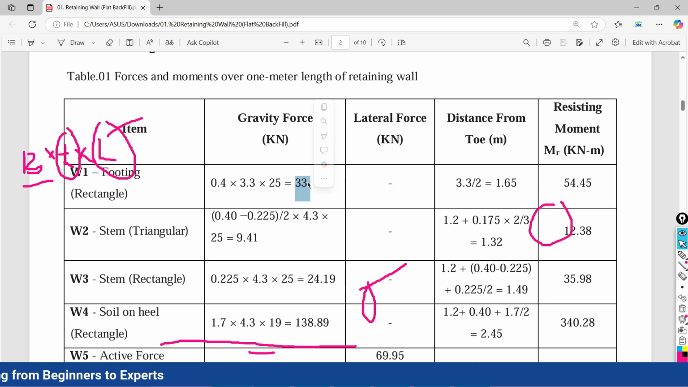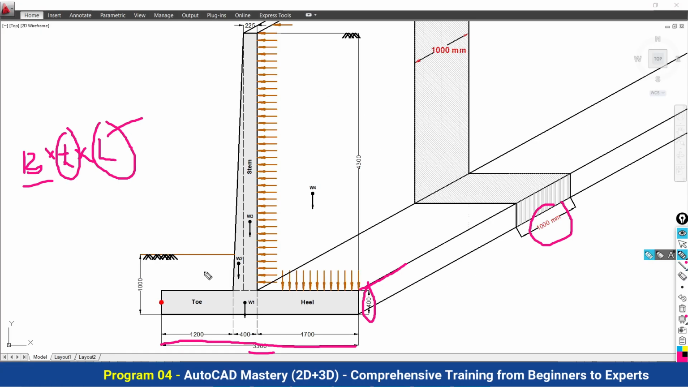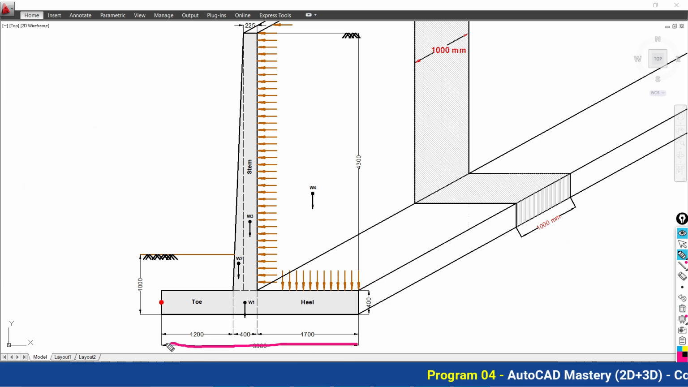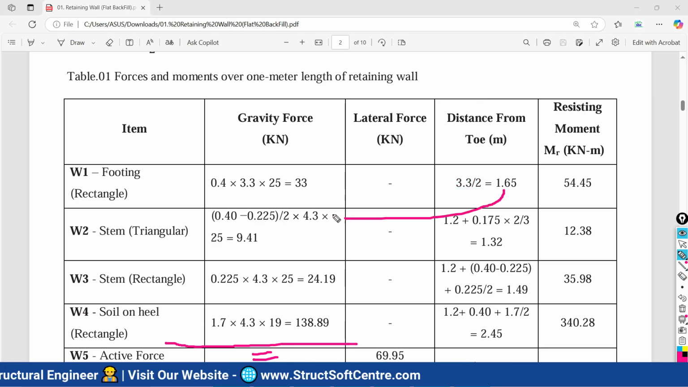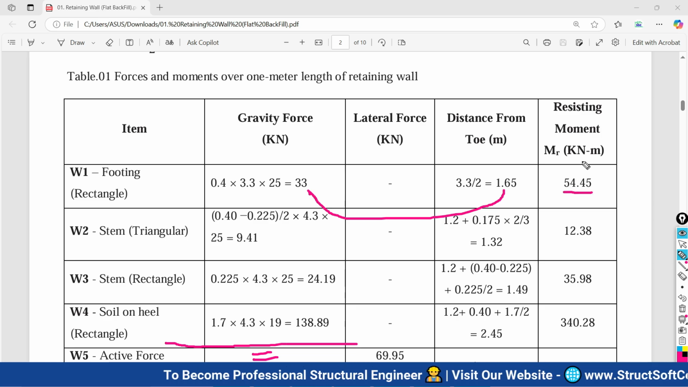we are getting the value of gravitational force from the base of the retaining wall as 33 kilonewton. Thereafter, this load is going to be concentrated at the center of this base. This center is obviously at half of the base of your retaining wall. So 3.3 divided by 2, you get the center point, which we write here as 1.65. Now if we multiply this 1.65 with 33, you get the value of 54.45 kilonewton meter. It is the moment.